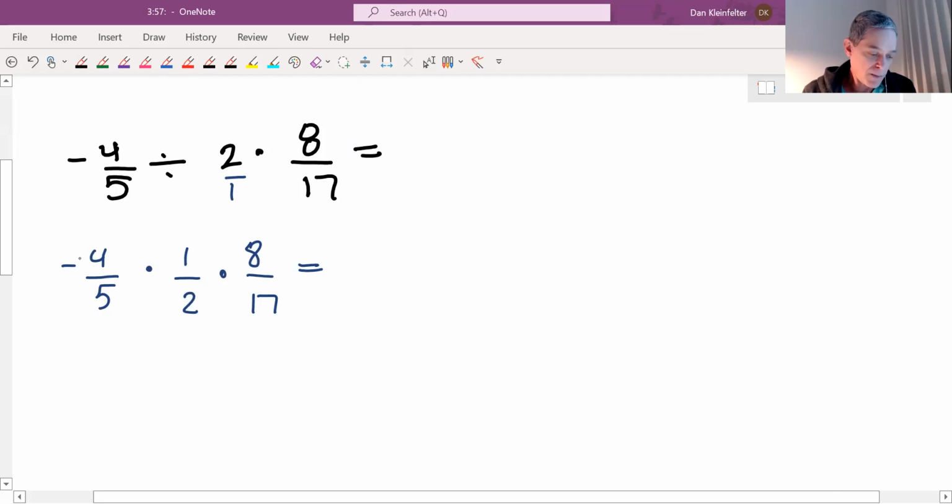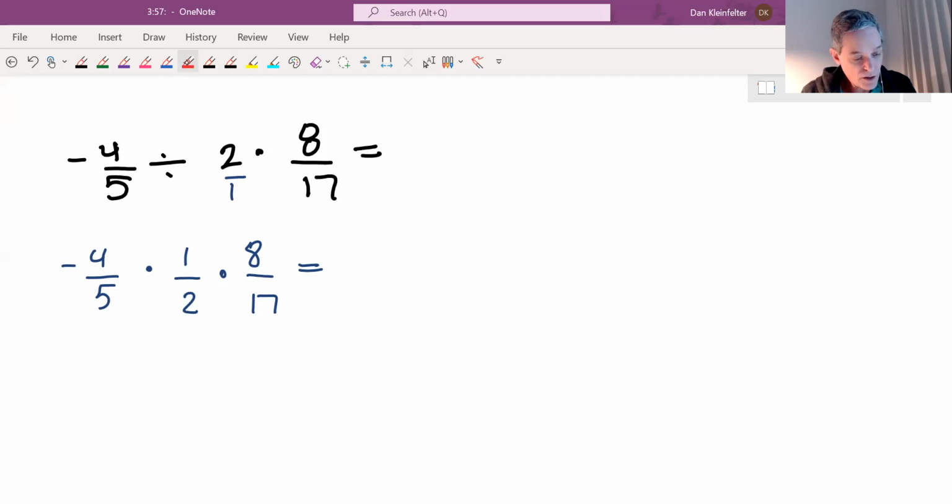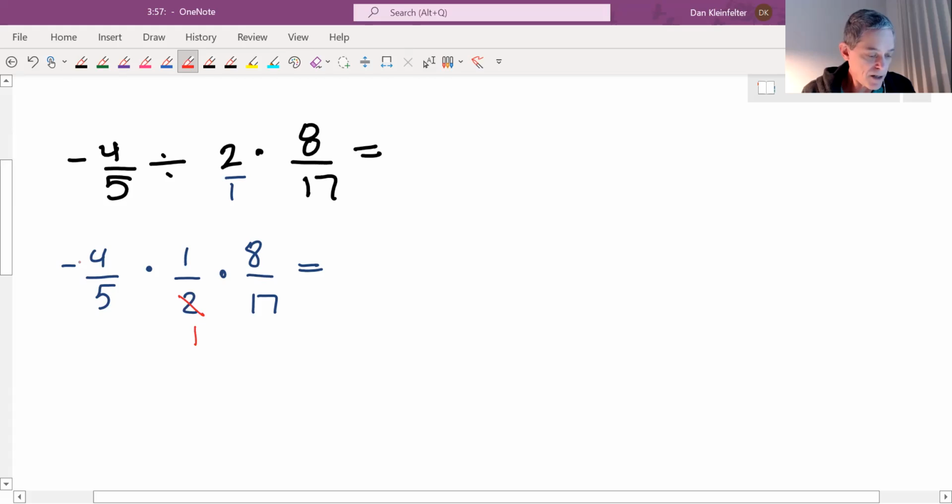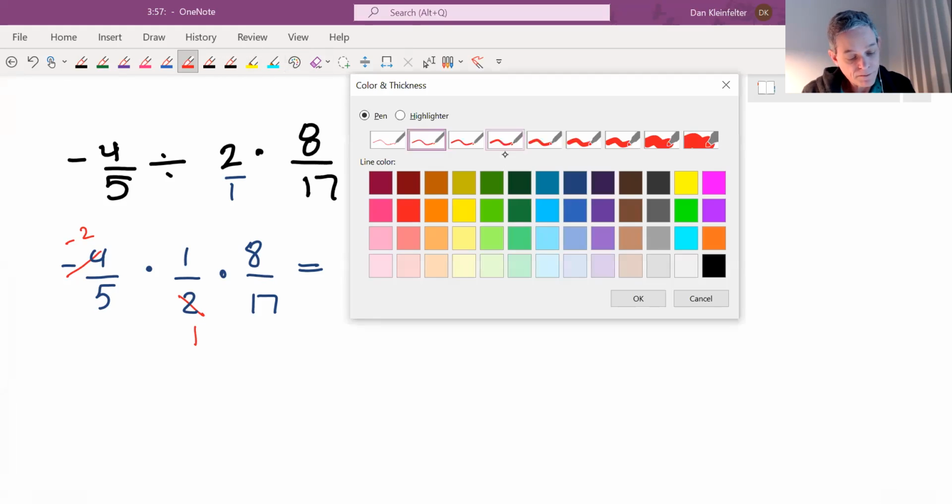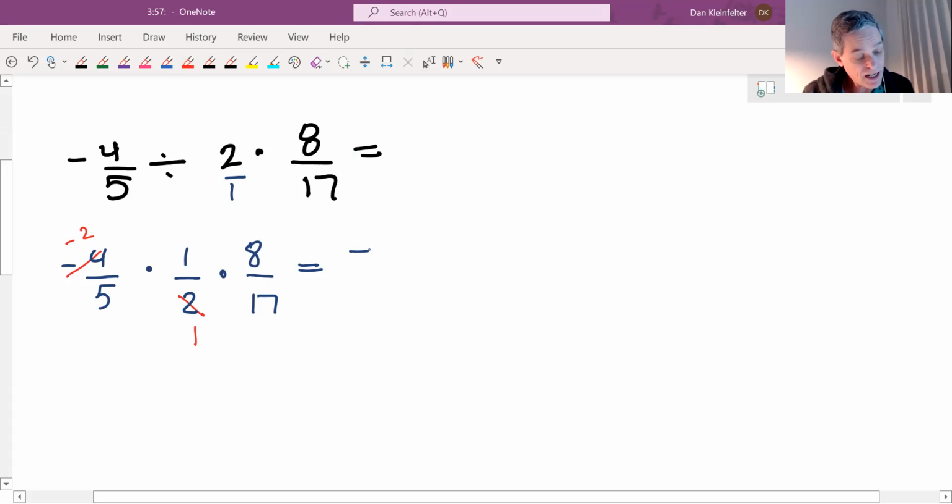All right, so now we're multiplying. So common factors of 2. 2 divided by 2 is 1. Negative 4 divided by 2 is negative 2. And that's all we got. Okay, so now multiplying across, we'll have negative 16 in the numerator, and then 5 times 17 is 85 in the denominator.